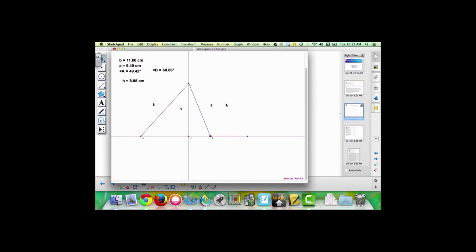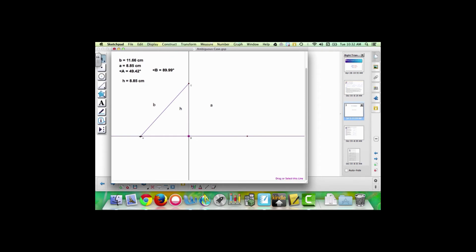However, if I have a right triangle, side A becomes the height of that right triangle. So here I know that side B across from the 90-degree angle is 11.66 centimeters. The height of the triangle is 8.85, and the angle across from that, angle A, is 49.42 degrees. When I have a right triangle, I can only get one triangle with these measurements.